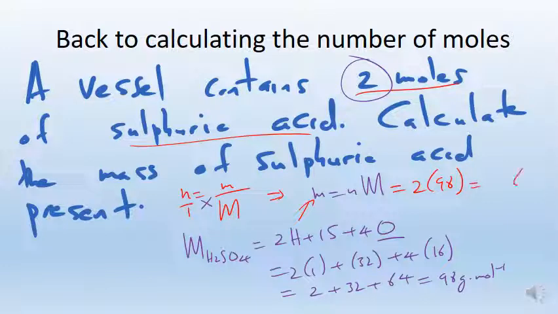2 8s are 16, so 6 carry 1, 2 9s are 18, and 1. It's 196 and the units would be grams. So 2 moles of sulfuric acid is the same as 196 grams of sulfuric acid. Isn't that simple, beautiful, straightforward?